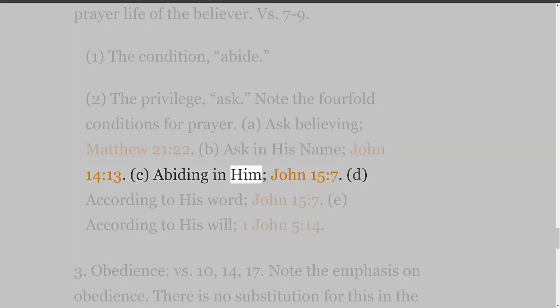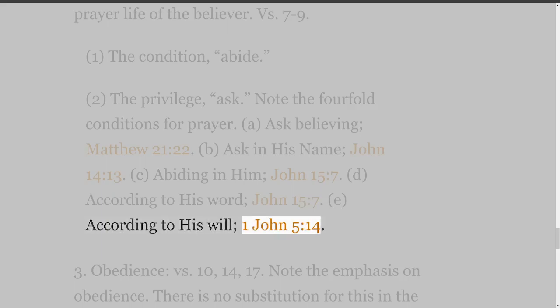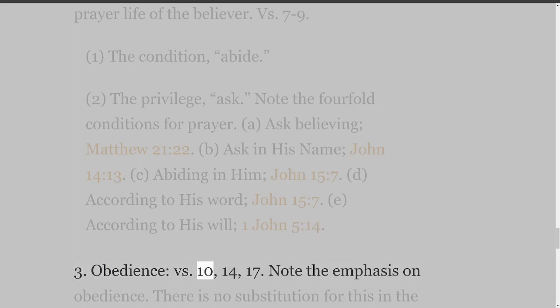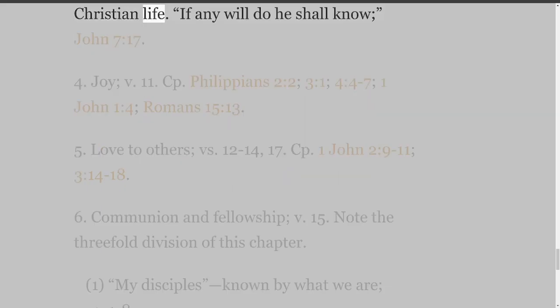C. Abiding in him, John 15:7. D. According to his word, John 15:7. E. According to his will, 1 John 5:14. 3. Obedience, verses 10, 14, 17. Note the emphasis on obedience. There is no substitution for this in the Christian life. If any will do, he shall know, John 7:17.